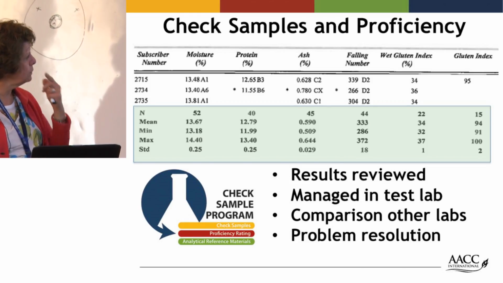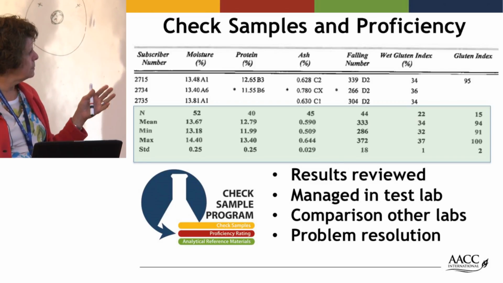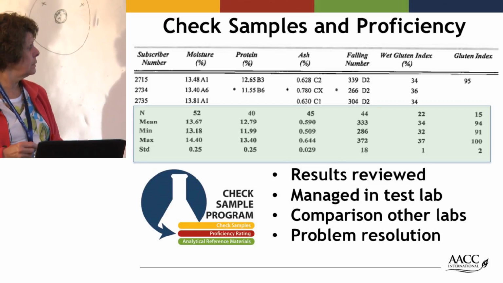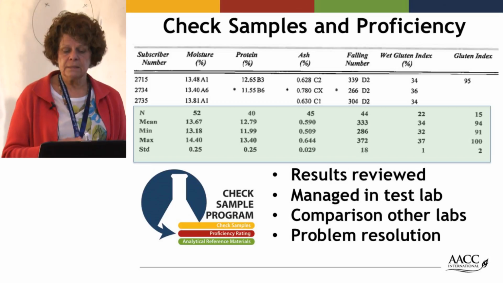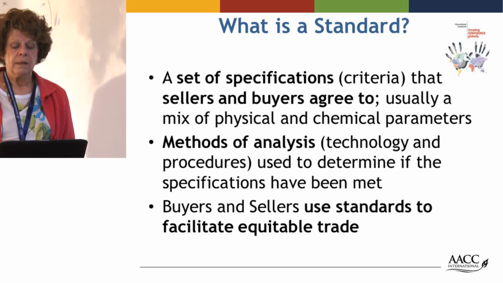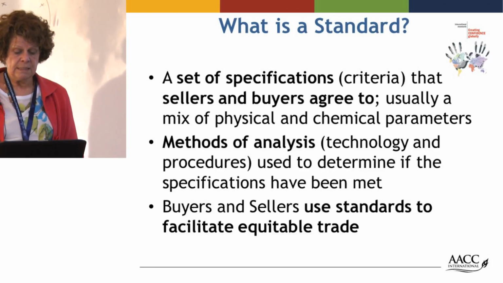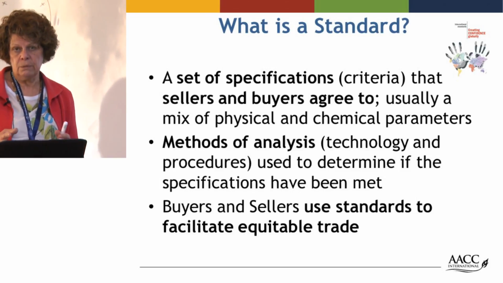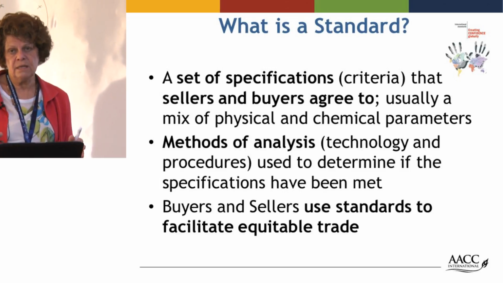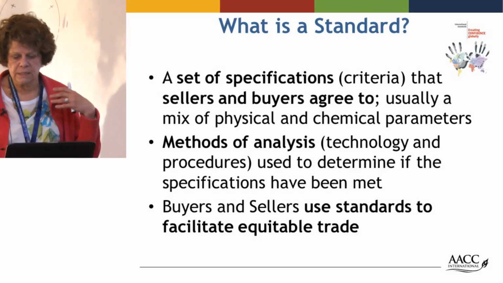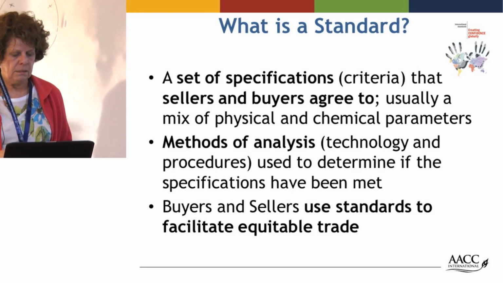So coming back, we're looking at a set of specifications that the sellers and buyers agree to. It's usually a mixture of physical and chemical parameters. Methods of analysis, they may define your method of analysis. They may tell you which method they want you to use. They may not. They may leave it up to the testing laboratory, but they do expect that standards are used to facilitate equitable trade. It is important to the traders that there isn't a break in the system. They don't want to be in a dispute resolution. There's so much money tied up in the question.